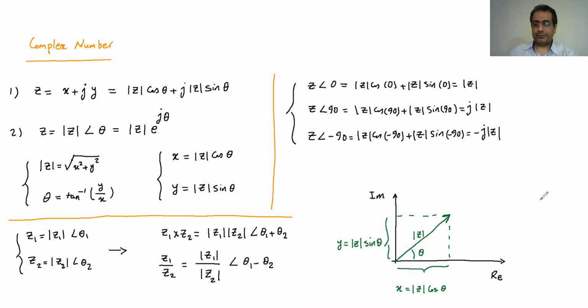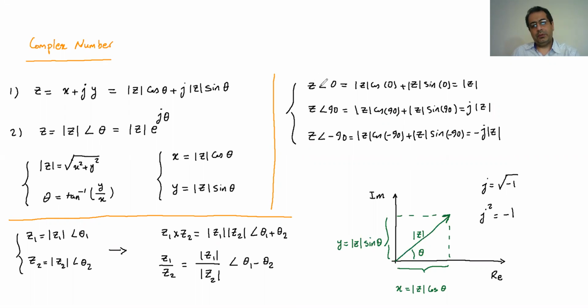Remember that j is the square root of -1, and usually it's shown with i in mathematics or other fields, but because in circuits we use i for the current, we use j. And the important thing is to remember that j square is going to be -1.